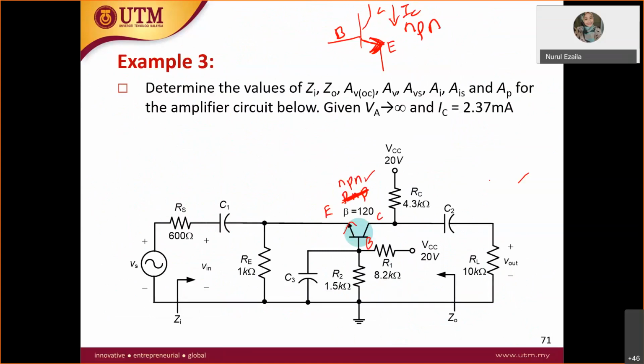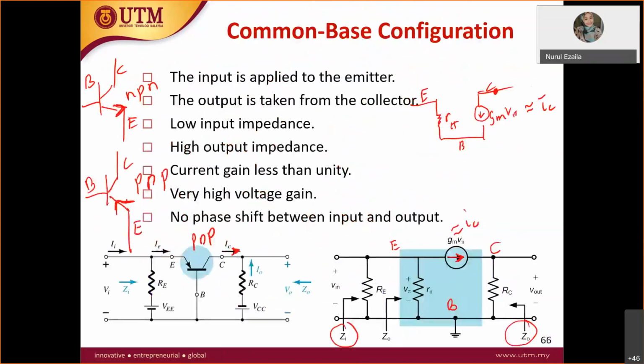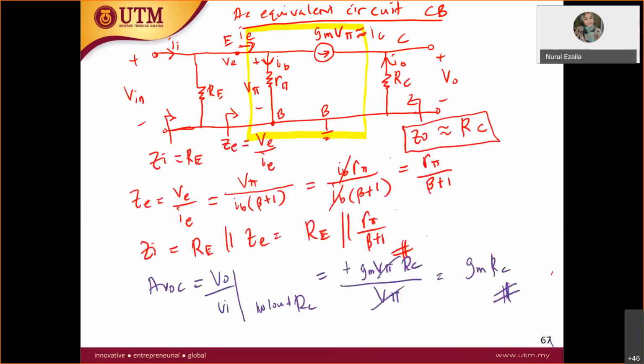Okay, for the PNP, current is going up, from emitter to collector. That's why the gm v pi here is to the right.